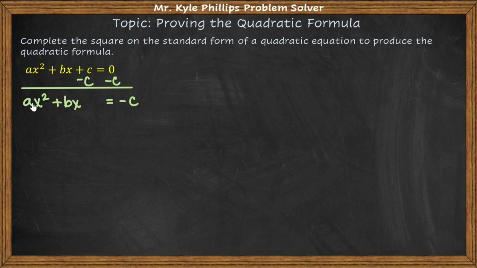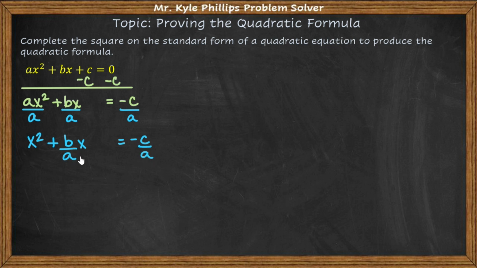And now we know that completing the square will only work if the leading coefficient is 1. Well, here we don't know what it is. It's a. A could be any number. So we want to ensure that it has a coefficient of 1. So what I'll do is I'll divide everything by my leading coefficient. So here I will divide everything by a. And now I have x squared plus b over a x equals negative c over a.